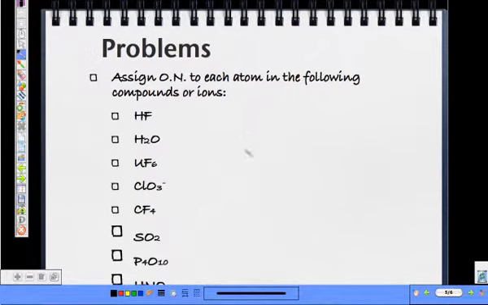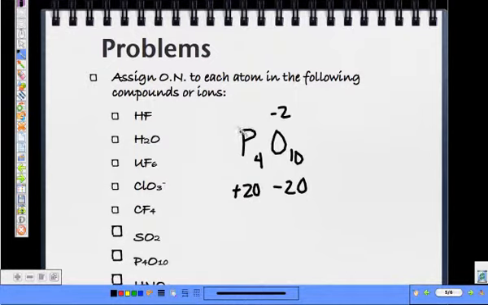So P4O10. Yep. Oxygen's -2. So this has to be +20. So each phosphorus is +5.